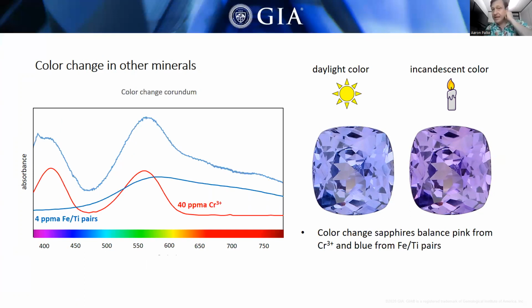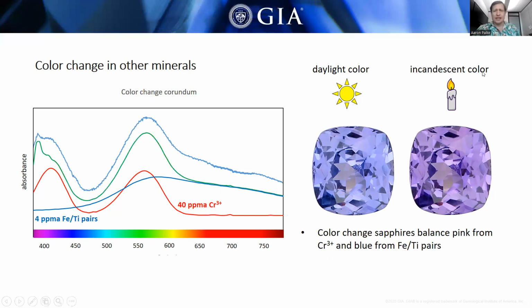Now I can take the same sapphire, the same spectrum, and do a chemical analysis on it, just to break this down. I know how much chromium it takes to give a certain contribution to the spectrum, and I know how much iron titanium pairs it takes to give a certain contribution to the spectrum. So I can mathematically try to recreate the absorption spectrum, using the chemistry that I measured on this sapphire, to get an idea of how much chromium and how much iron titanium pairs we need to give us a color change like this.